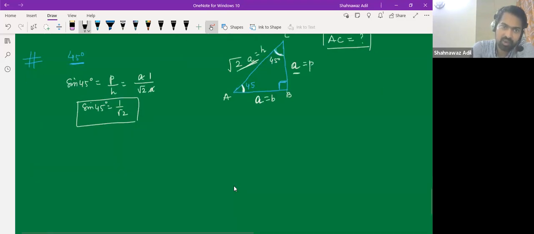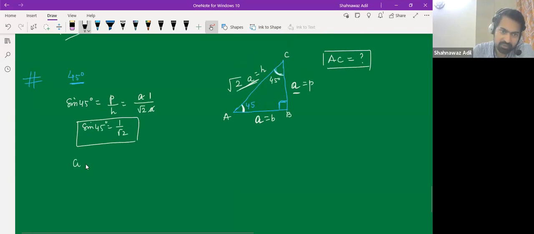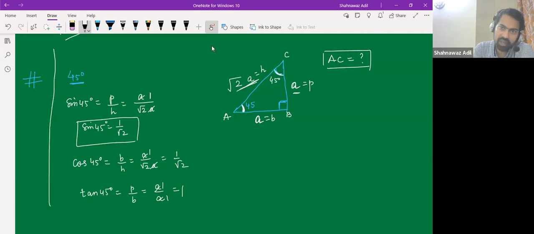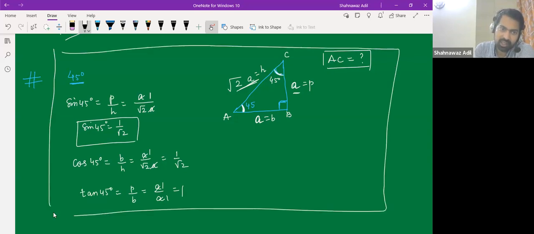Okay. And what would be cos 45, everyone? 1 by root 2. Yeah, base by H, which is A by root 2A, so this is 1 by root 2 again. And what would be tan 45? 1. P by B, so A by A, which is 1. Good. So in this way, we can calculate the values for 45 degrees. Is this part clear, everyone? Yes, sir. So please note it down.